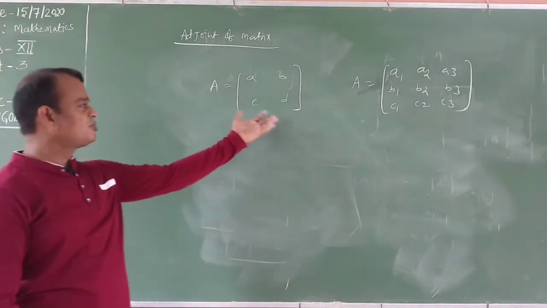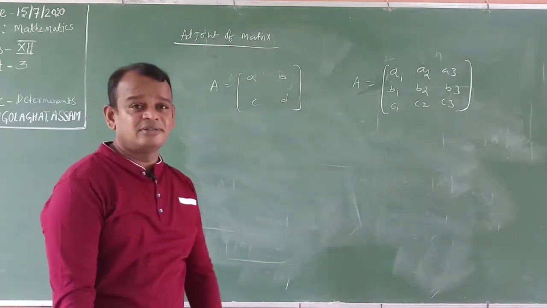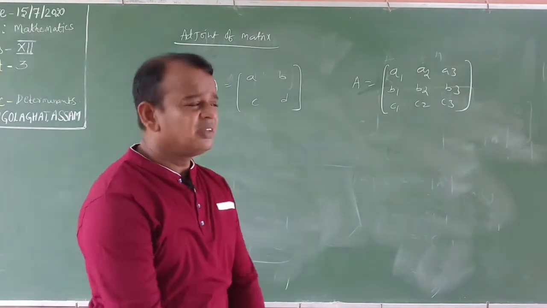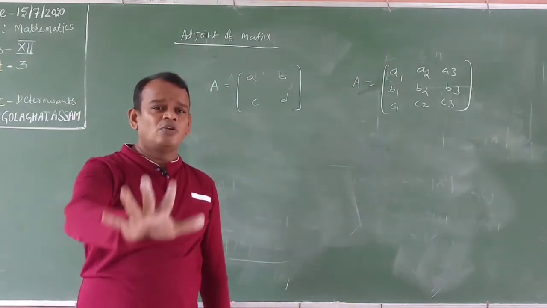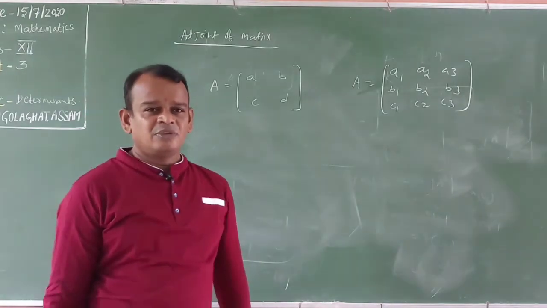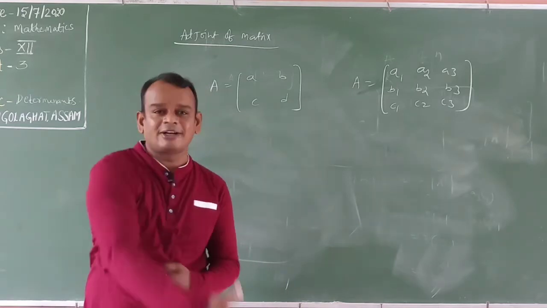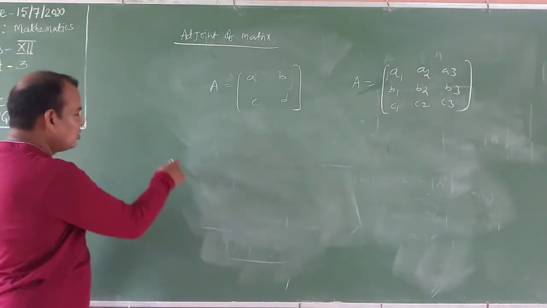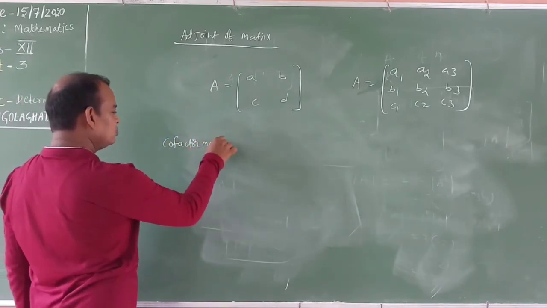This is the given matrix, a 2 by 2 matrix, and that is a 3 by 3 matrix. How to find the adjoint of the matrix? Simple. First we find the cofactor matrix of the given matrix. You replace each and every element with its corresponding cofactor. Now we can find the cofactor matrix.